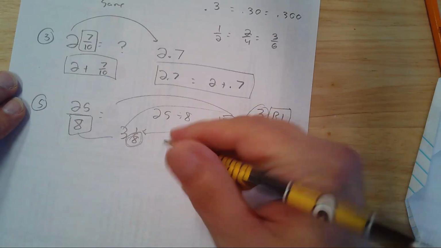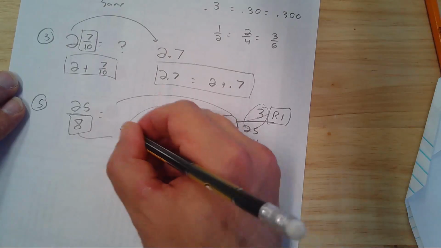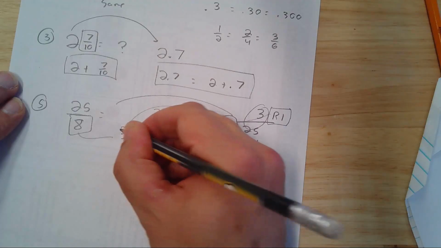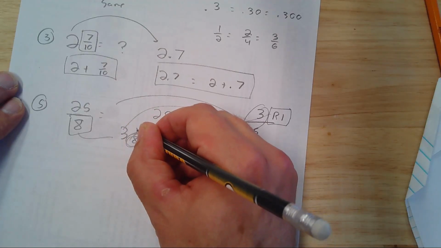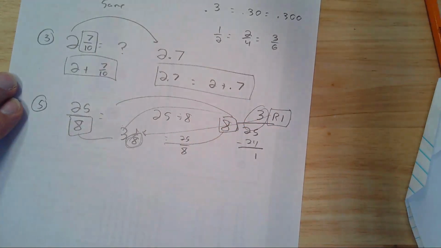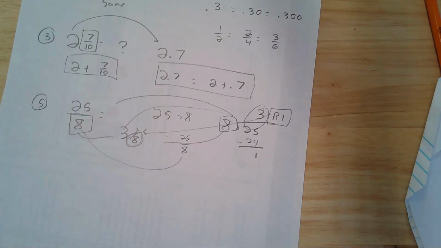To convert any mixed number to an improper fraction, if you don't remember, take your denominator and multiply it by the whole number. 8 times 3 is 24. Then take that product and add on the numerator. 24 plus 1 is 25. Denominator never changes. Right back to where this whole thing started. So being able to go between those 2 forms.